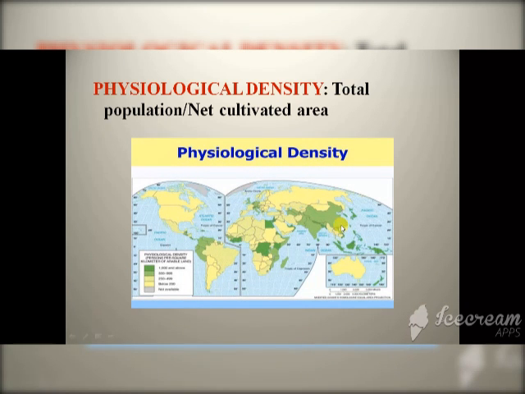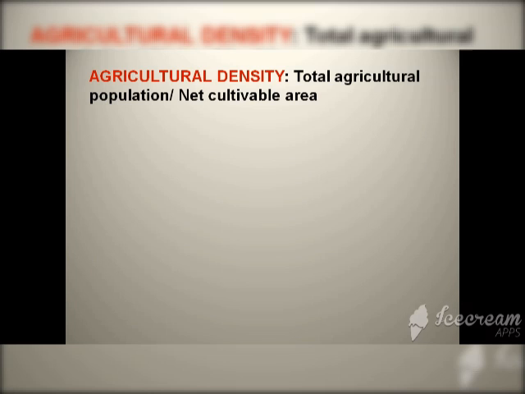We will refer to India. This is the world map, but we will be referring to the India map here. So here you can see that the average physiological density in India is 500 to 999 persons per square kilometer. Now next comes agricultural density. Remember, what was physiological density? It is the total population, but here it is the total agricultural population, not the total population, divided by total cultivable area.